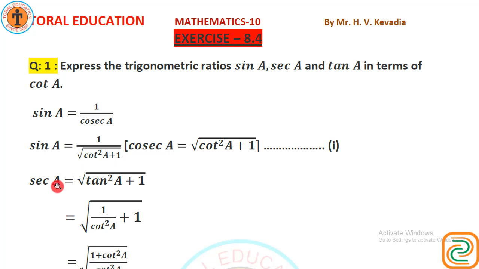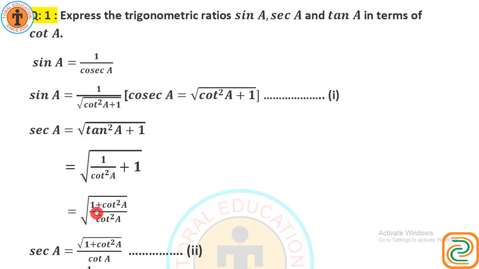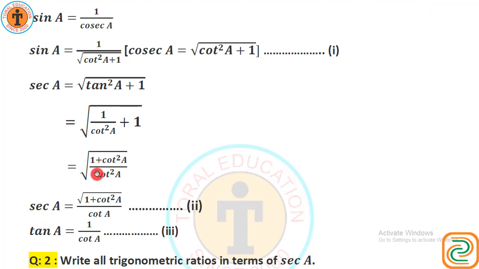Now sec A. Sec A is root tan square A plus 1. This is the formula. But tan A equals 1 upon cot A, so tan square A equals 1 upon cot square A. Tan square A plus 1 equals 1 upon cot square A plus 1. We can take LCM here. 1 plus cot square A upon cot square A, because the 1 will be multiplied with cot square A and it will give you 1 plus cot square A upon cot square A.